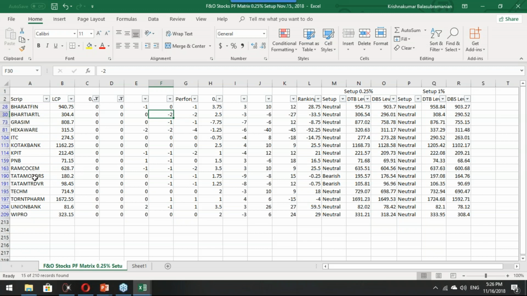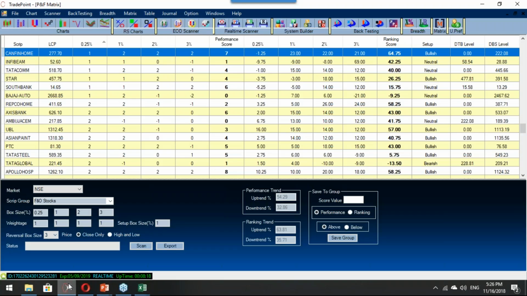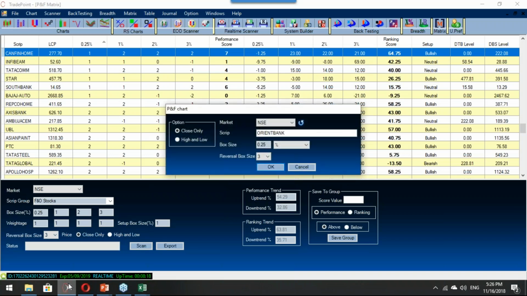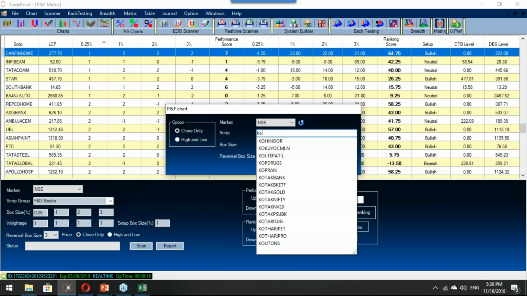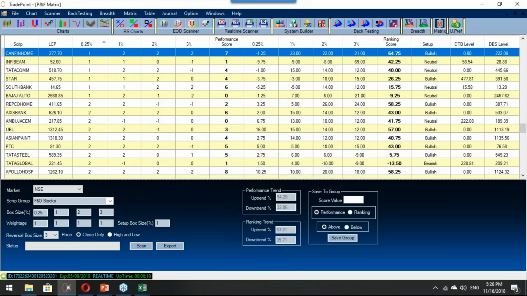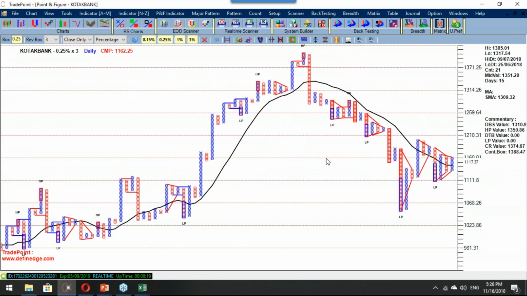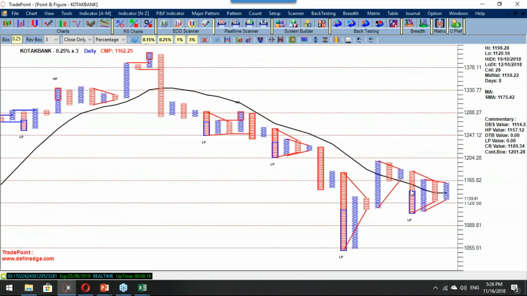So maybe we can probably take a look at some of the charts here. Let us take a look at the Kotak Bank chart. Yeah, the breakout direction we don't know. We just have to wait for the buy or the sell signal to be triggered. But these are the candidates wherein we can expect some kind of a breakout to happen pretty soon.